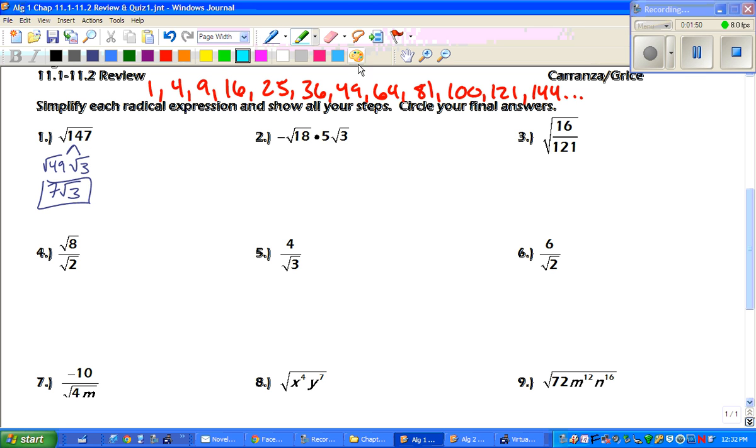Okay? All right, with number 2, we need to remember that you multiply the outside with the outside and the inside with the inside. So when you do that, you get negative 5 and 54. So we need to break down 54, which breaks down to 9 and 6. The square root of 9 is 3. And then the last step is to multiply those two numbers, and you get negative 5 root 6.